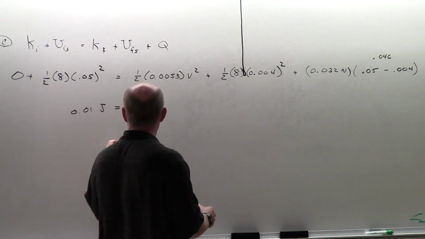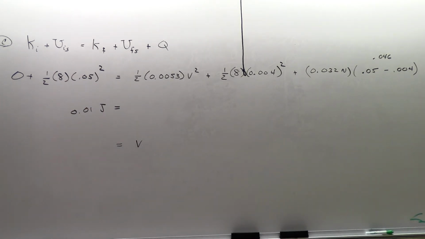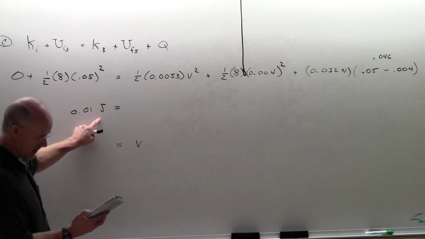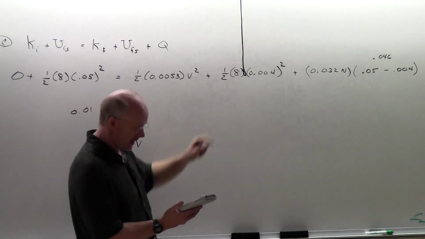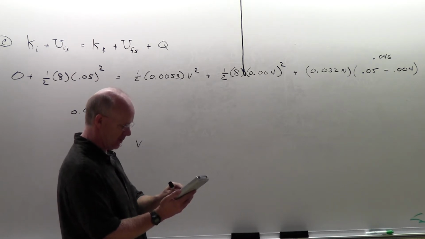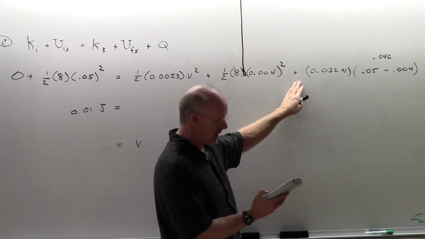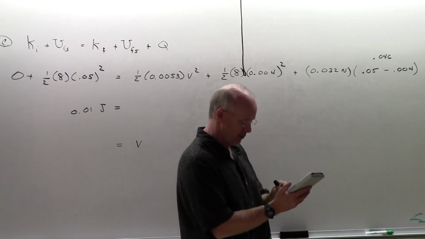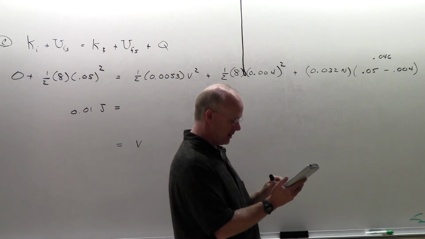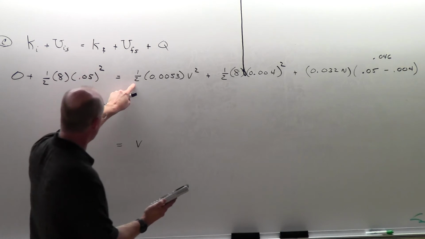Other than that, it's got a lot more algebra to do. And again, I'd encourage you to do this in a bunch of steps, but I'll just do mine in one big shot here. So I did this, and I'm going to subtract the 1/2 times the 8 times the 0.004 squared. And whatever I get there, I will subtract yet again 0.032 times 0.046. And so that's the result.